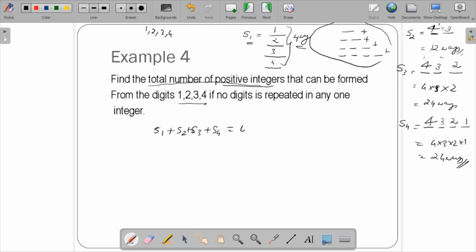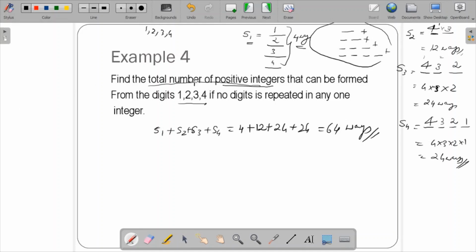So that is nothing but 4 plus 12 plus 24 plus 24. So the total number is nothing but 64 ways. So this is the required answer.